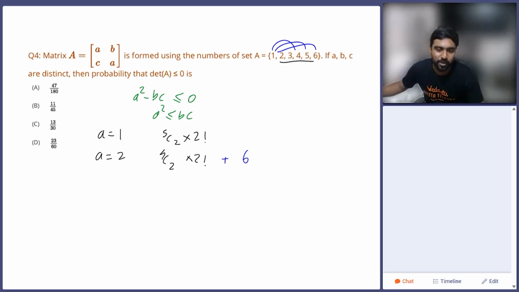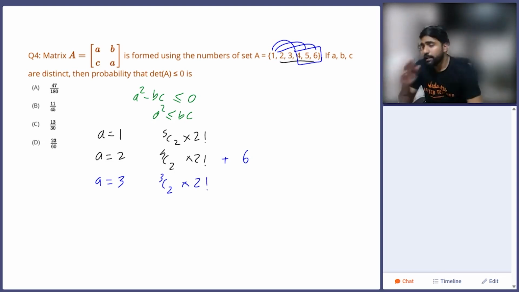Very similarly, I can go for A equals 3, and I take 3 out of 4, 5, 6. Take any 2, 3C2 multiplied by 2 factorial amongst B and C. Now, except for just between 4, 5, 6, can I involve 1 and 2? Let's think about that. What is A square? A square is 9. So yeah, 1, 4, 1, 5, 1, 6, none of it works. 2, 4 doesn't work. But 2, 5 and 2, 6, their product is actually bigger than 9. And I can also flip it like 5, 2, 6, 2. So basically, I can add 4 extra cases which are possible over here.